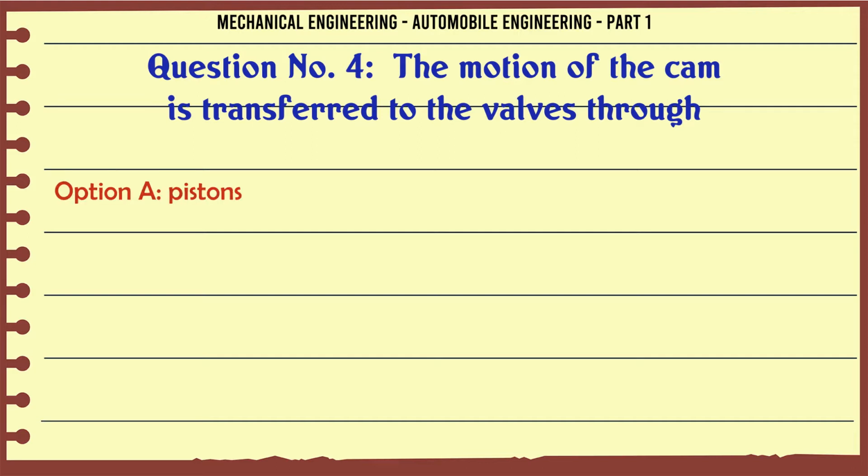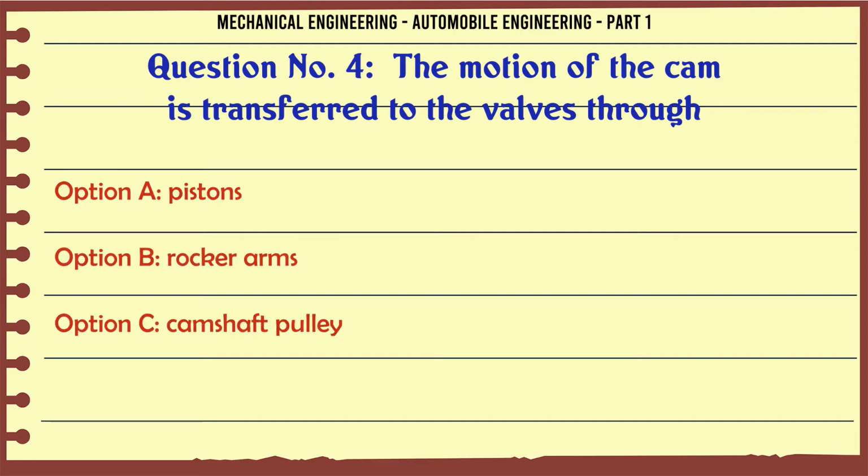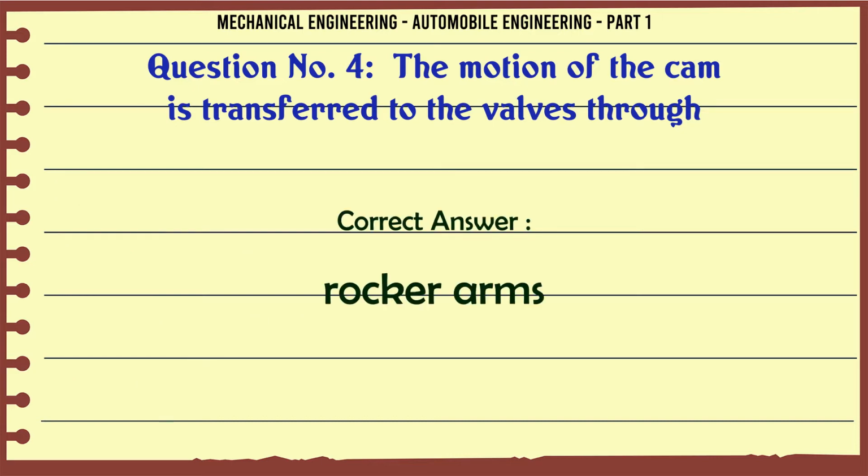The motion of the cam is transferred to the valves through: A. Pistons. B. Rocker arms. C. Camshaft pulley. D. Valve stems. The correct answer is rocker arms.